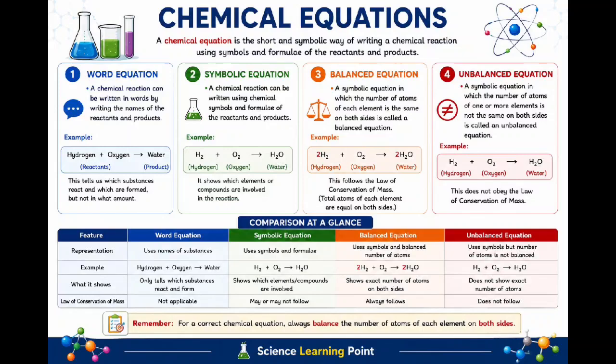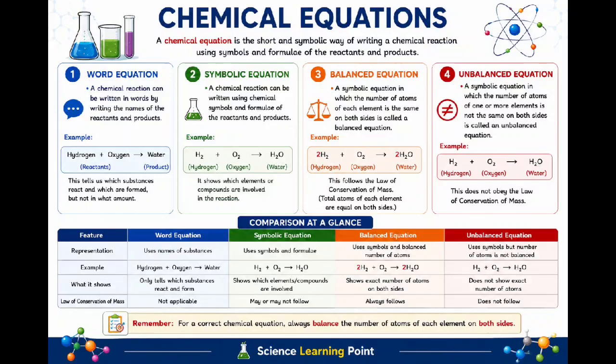Let's understand the four important types of chemical equations. Number one, word equation. Word equations use only the names of the substances. For example, hydrogen plus oxygen to water. This is easy to understand, but it doesn't show the chemical formula. Number two, symbolic equation. A symbolic equation uses chemical symbols and formulas. For example, H2 plus O2 to H2O. This gives more scientific information than a word equation.